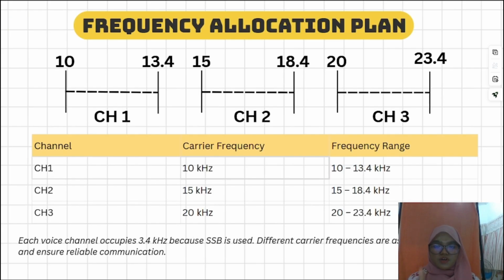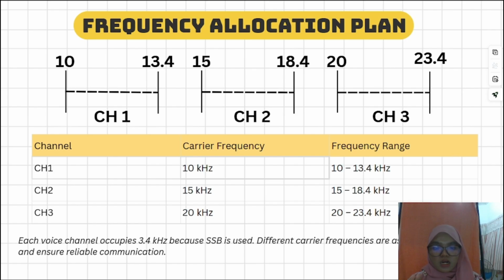This is the frequency allocation plan. As you can see in the picture, channel 1 has a 10 kHz carrier frequency, and the frequency range is 10 to 13.4 kHz. For channel 2, 15 kHz, the frequency range is 15 to 18.4 kHz. Channel 3 is 20 kHz, and the frequency range is 20 to 23.4 kHz. Each channel is assigned a different carrier frequency to avoid overlap.